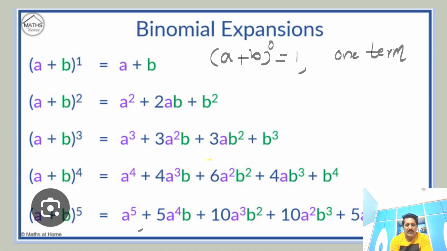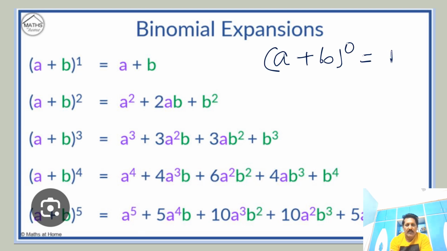So here is the binomial expansion. Whenever a plus b, two terms, is given, we call that a binomial. Suppose (a plus b) to the power 0 is given, that equals 1. Only one term is there. Power 0 means one term. And if the power is 1, (a plus b) to the power 1 is directly a plus b. Only two terms are there, that is, power plus 1, two terms.